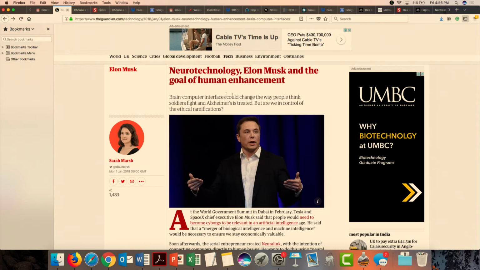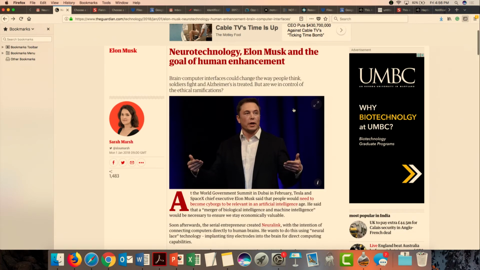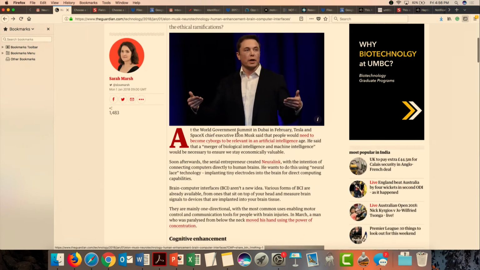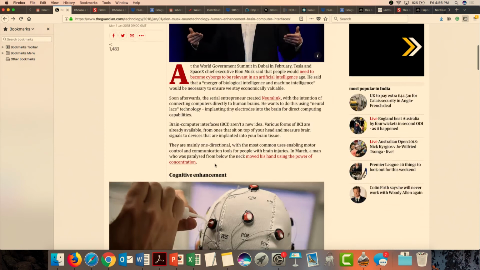The way people think. Soldiers fight and Alzheimer's is treated. But are we in control of the ethical ramifications? At the World Government Summit in Dubai in February, Tesla and SpaceX executive Elon Musk said people would need to become cyborgs to be relevant in the AI age. He said that a merger of biological intelligence and machine intelligence would be necessary to ensure we stay economically valuable. Soon after, he created Neuralink, with the intention of connecting computers directly to the human brain.